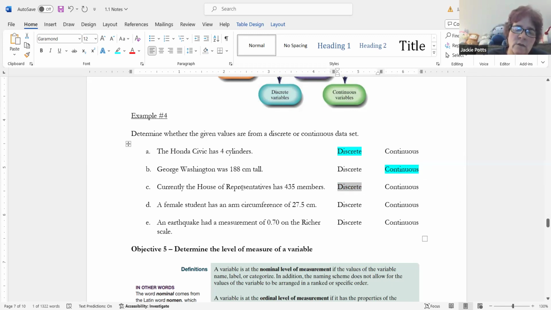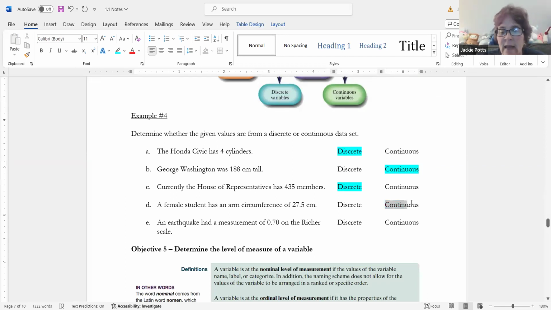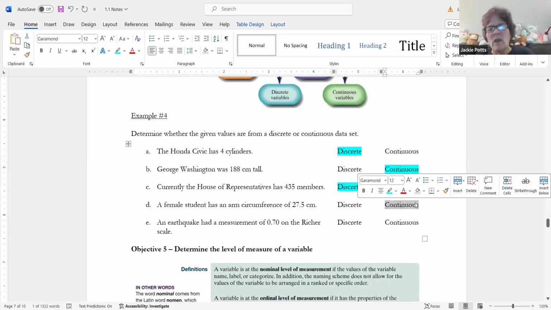Currently, there are 435 House members. Well, that is definitely discrete. I don't know about you, but I'd like to see a half a House member sometimes. Not the end of government.